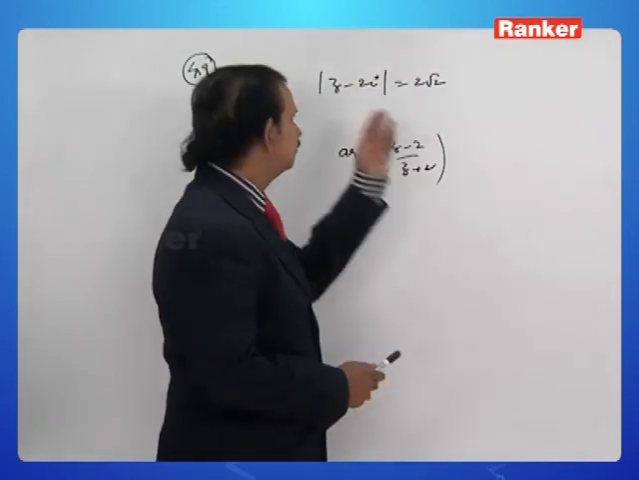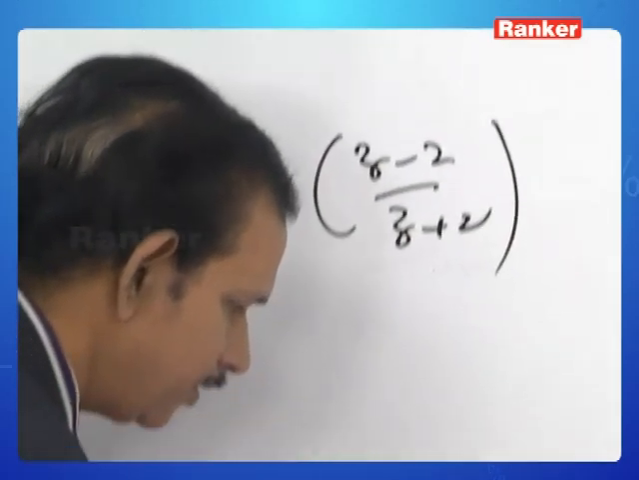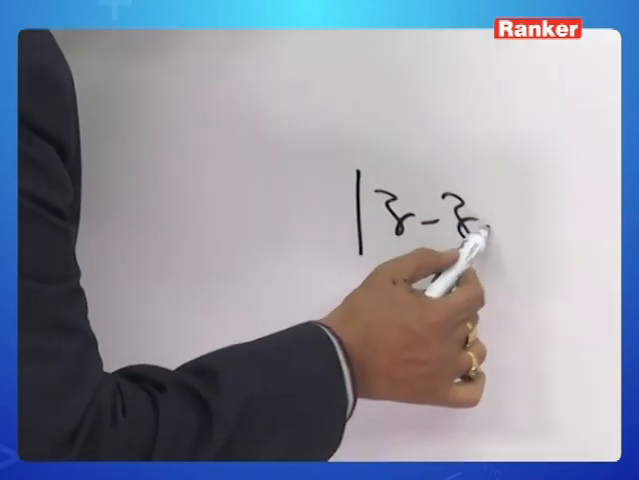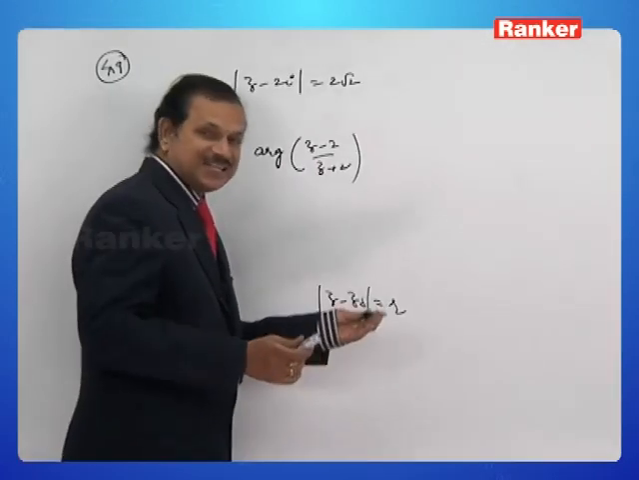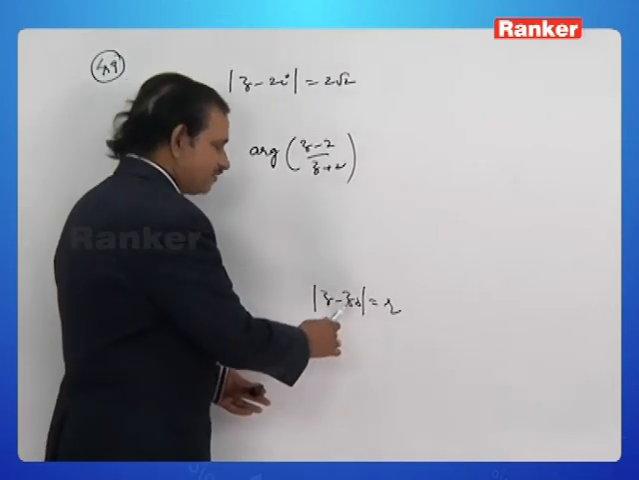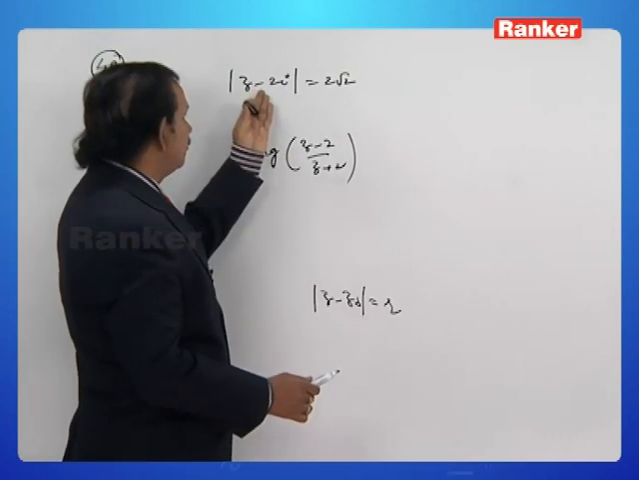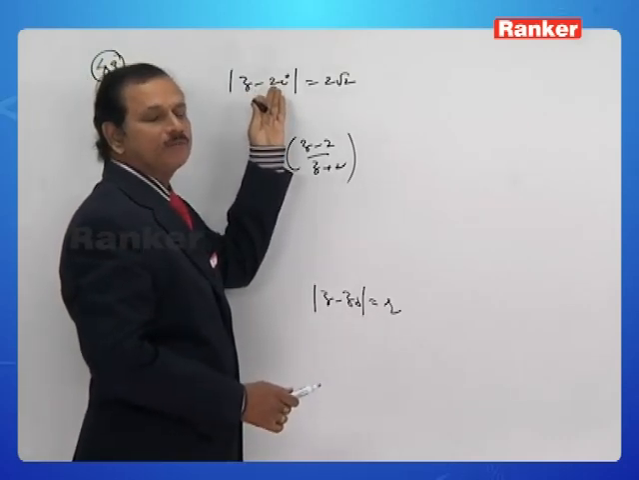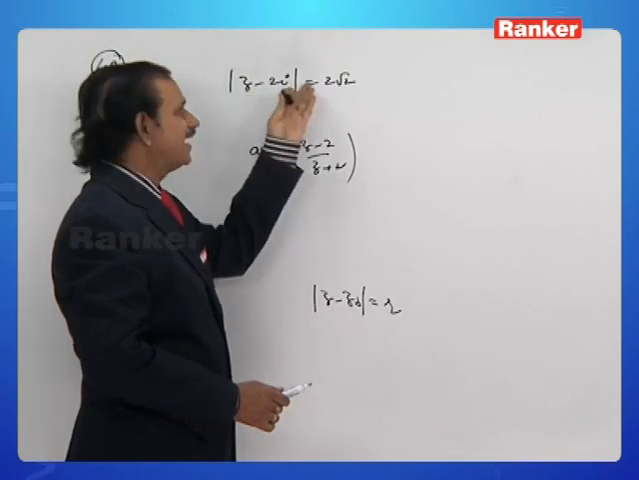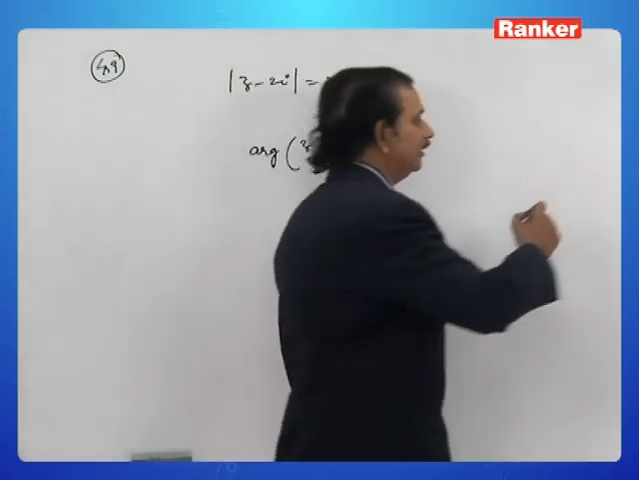Not followed? Mod z minus 2i. We believe that mod z minus z0 is equal to R is a circle with center z0 and radius R. Therefore, this is a circle with center 2i, which is nothing but the point 0, 2, and radius 2 root 2. Let us first of all observe the circle.